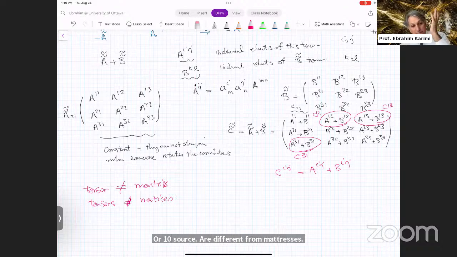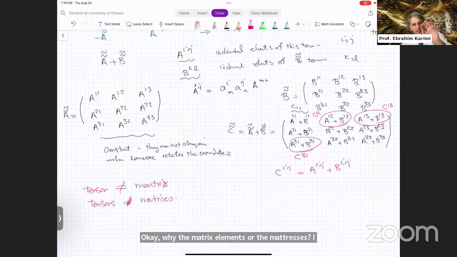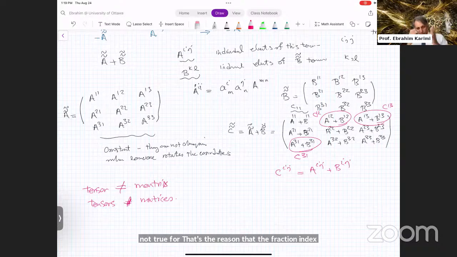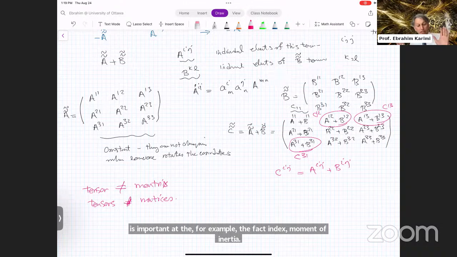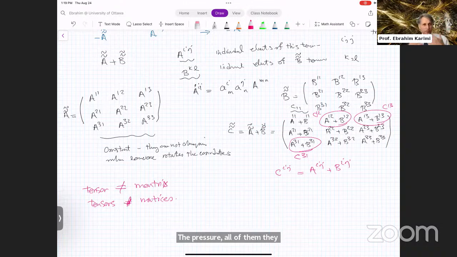Why? The matrix elements, upon rotation, are the same. If you have 1, 2, -5, 6, 7, whatever you have, if you change the coordinate, they are the same. But that's not true for tensors. That's the reason that refractive index is important. For example, refractive index, moment of inertia, the pressure, all of them are changing. If you rotate your head, if you write the pressures in those coordinates, they will be different. Okay.